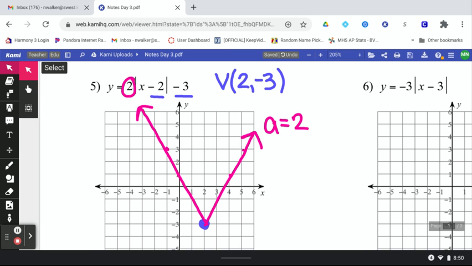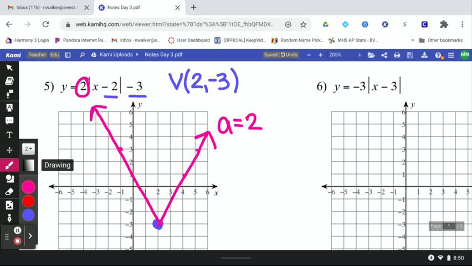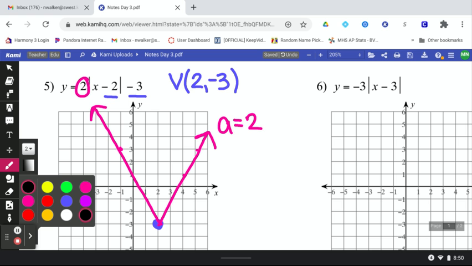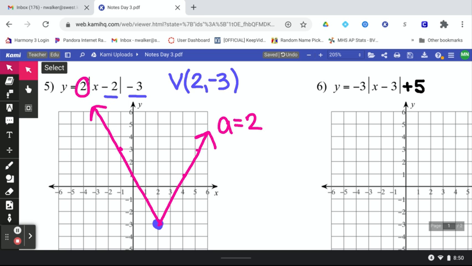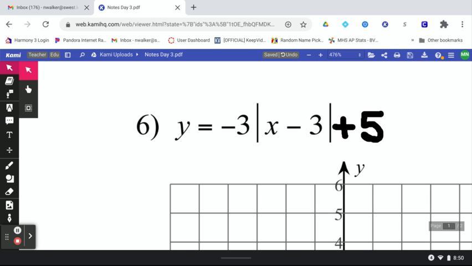All right, now on number 6, I'm actually going to add a number to it. So on number 6, before you graph, I want you guys to add that to the equation. So I want you to graph this with the +5 at the end. Y equals -3 times the absolute value of x minus 3. But then go ahead and add that +5 in.